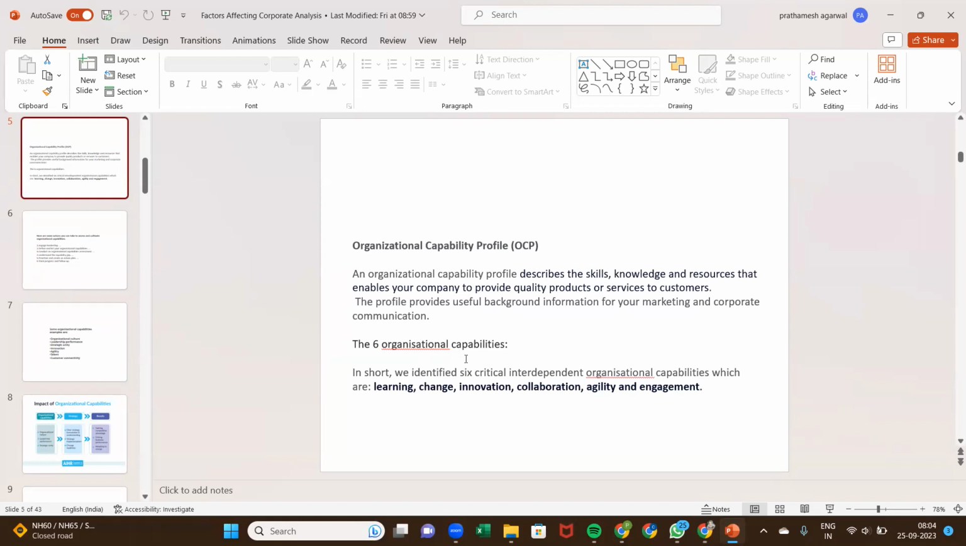Now, what are the six organizational capabilities? Let's see. We have identified six critical interdependent organizational capabilities. Interdependent means all these six capacities or capabilities will move together. They are hand in hand. So, in order to fulfill the organization goals, we need to have the six capabilities. What are they? Learning, change, innovation, collaboration, agility, and engagement.